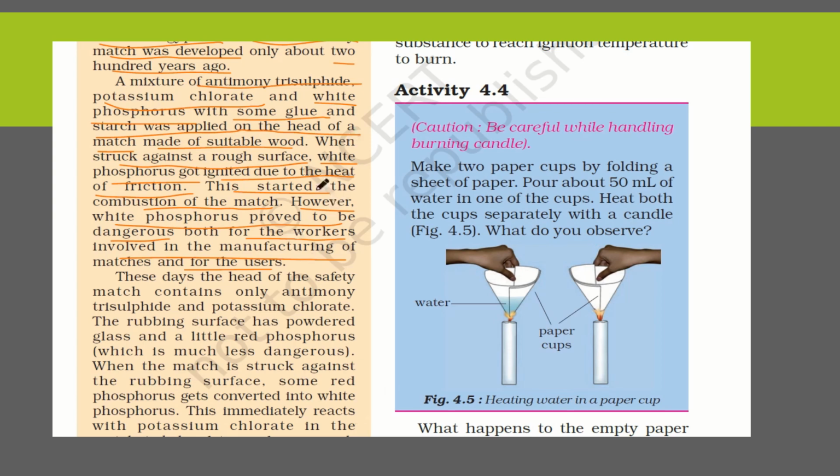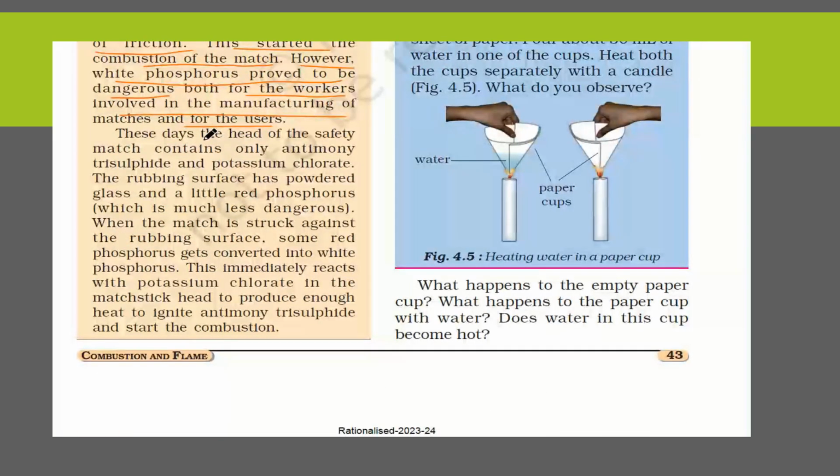So these days, the head of the safety match contains only antimony trisulfide and potassium chloride. Rubbing the surface powders the glass and a little red phosphorus, which is much less dangerous than white phosphorus. So red phosphorus is being used, which is less dangerous than the white phosphorus that was used earlier.